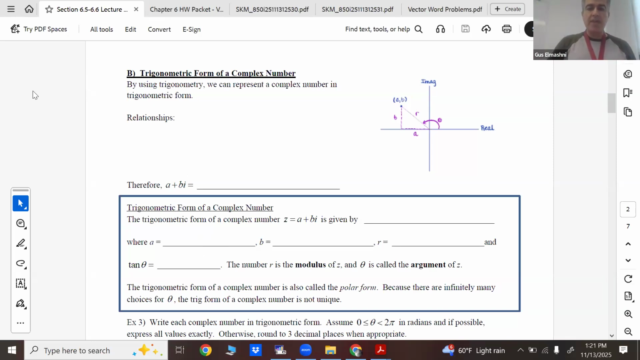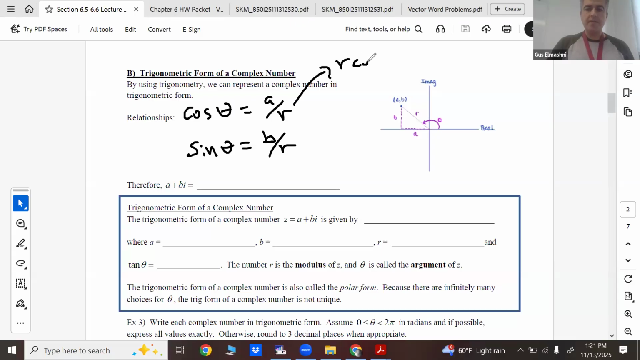So cosine theta, of course, is A over R. Sine theta, of course, is B over R. So A is going to be R cos theta. We kind of understand that now, right? And B is going to be R sine theta.